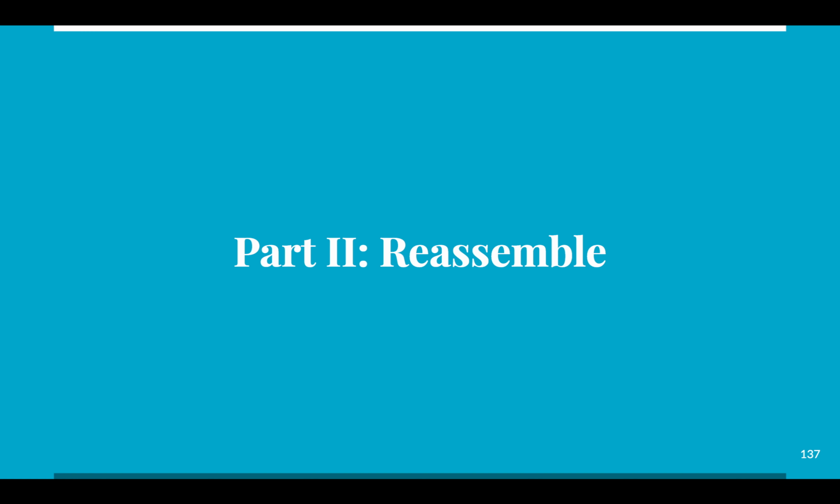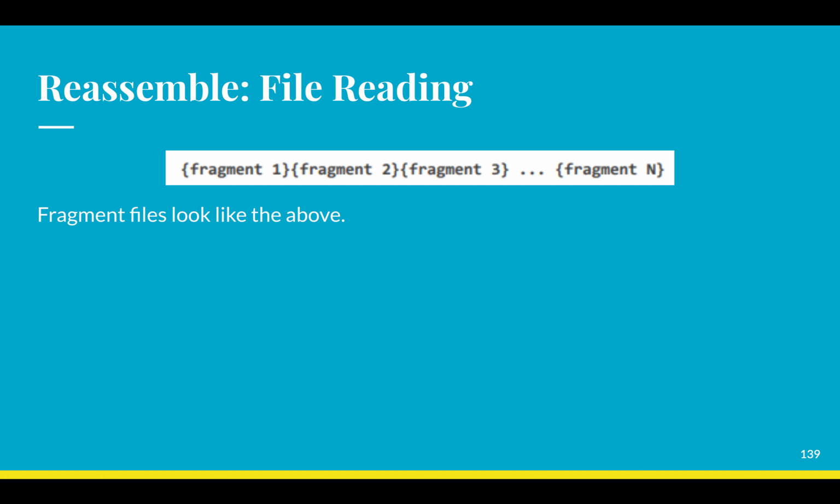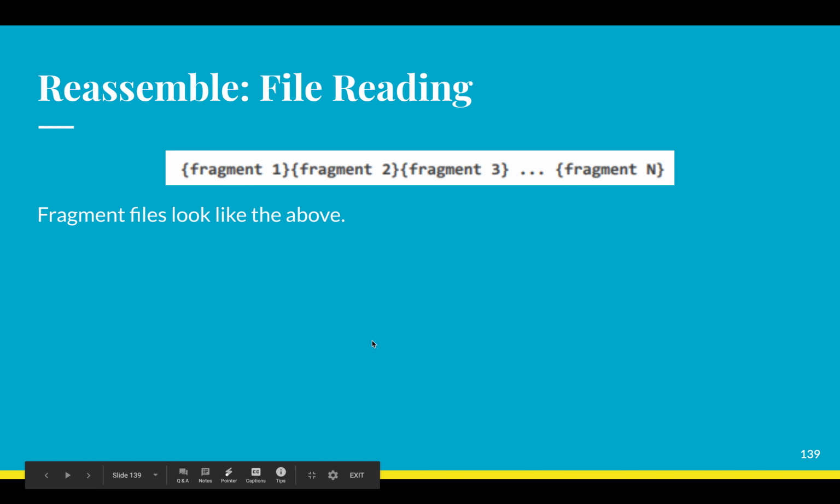Now let's move on to part 2, which is reassemble. Here you're going to take fragments of a message and reassemble them into an overarching message. You're going to do this by finding the longest overlap between all of the available fragments and merging them together, and then keep doing that until you're done with all the fragments. You also have to read in fragments from a file that's provided. So fragment files look like the above.